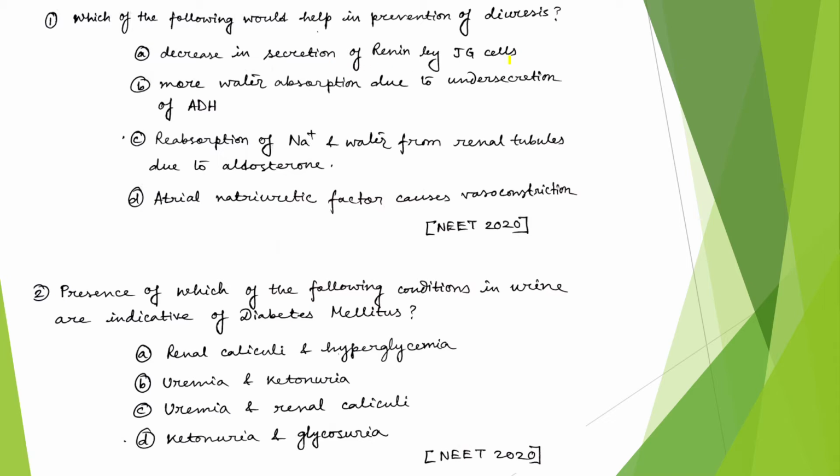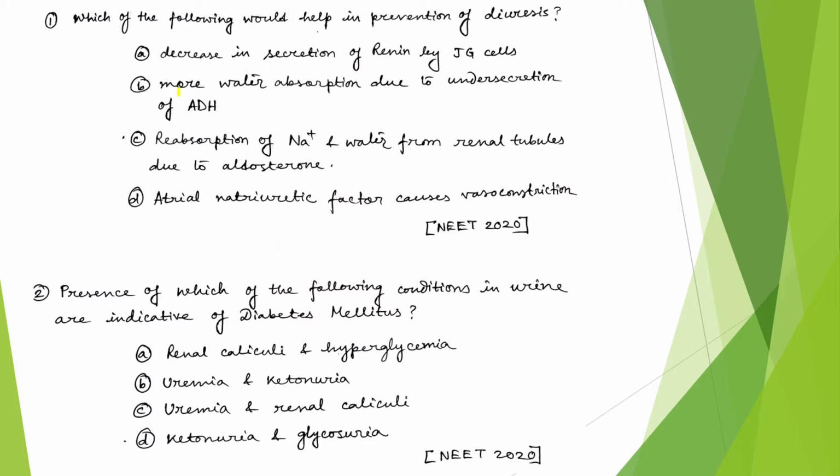We know that renin helps in aldosterone formation, and aldosterone causes sodium reabsorption along with water reabsorption from your urine. So when renin secretion will decrease, aldosterone secretion will also decrease, and water reabsorption along with sodium reabsorption will also decrease, and as a result dilute urine will be formed. So it could not prevent the formation of diuresis, so it is not the correct answer.